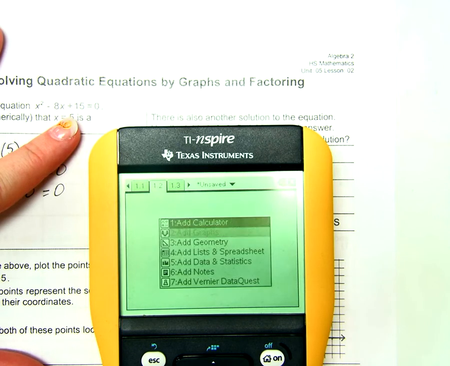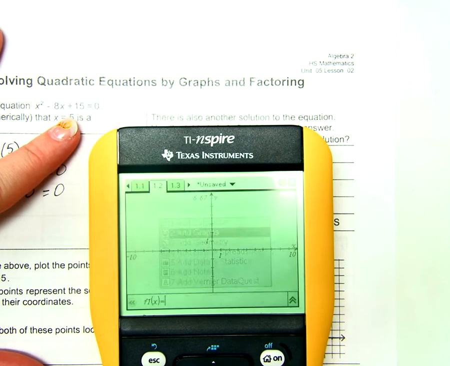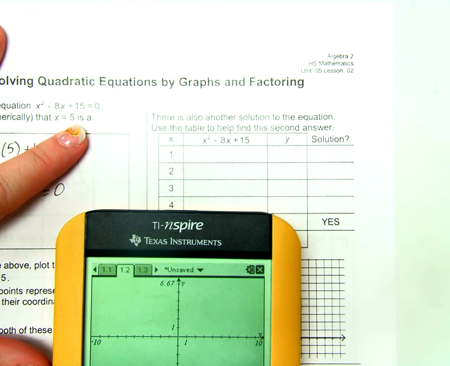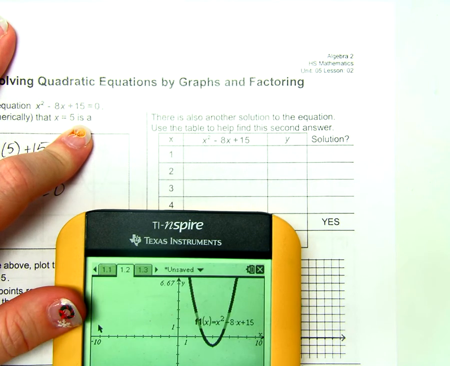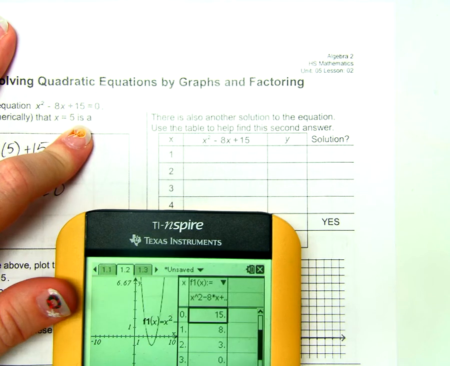And we're going to add a graph. X squared minus 8x plus 15. And I'm going to look at the table. Control T, remember, will pull up the table for you.